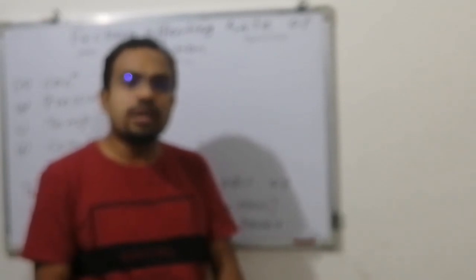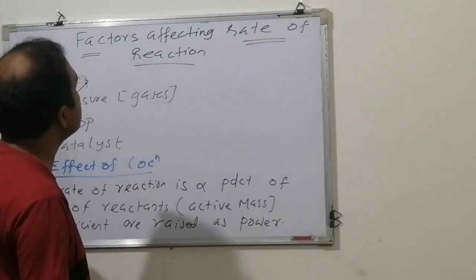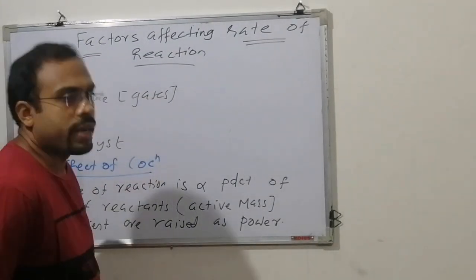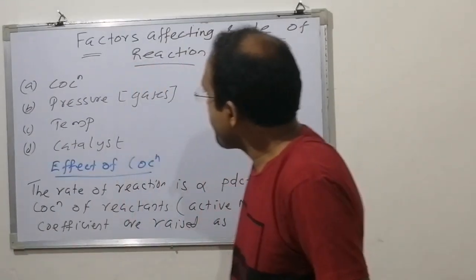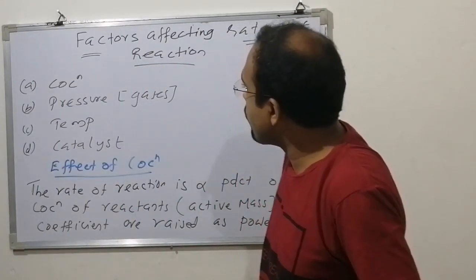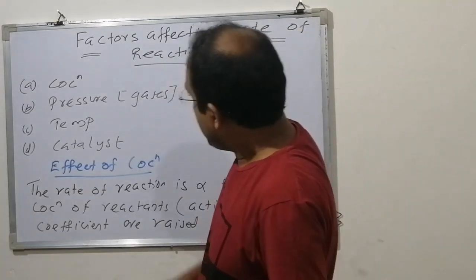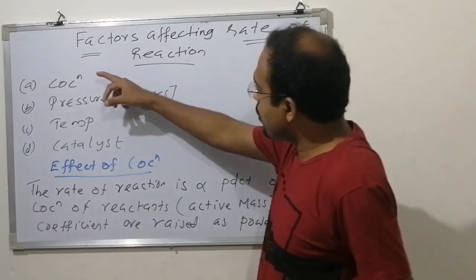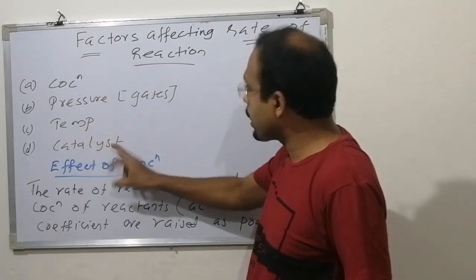Today I go to the third video for chemical kinetics. Today my discussion topic is factors affecting rate of reactions. We can discuss what are the factors which affect the rate of reactions. These are the four important factors: concentration, pressure, temperature and catalyst.